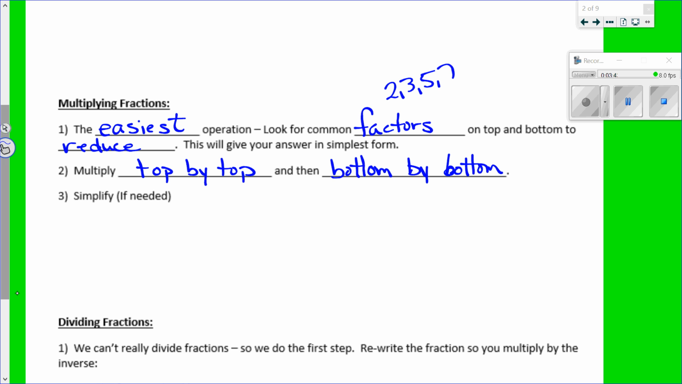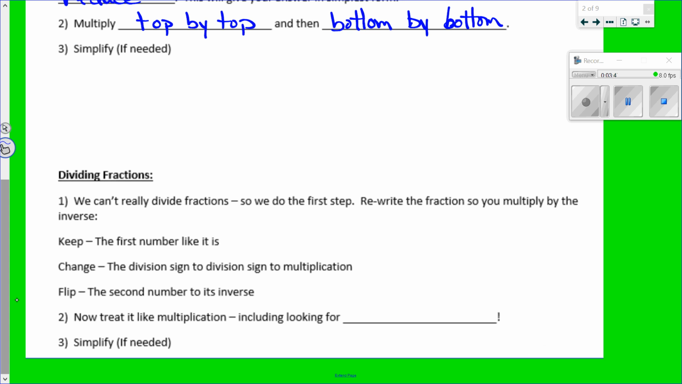Okay, our next one is our dividing of fractions. This one, we really can't divide fractions. Remember? Just doesn't make sense. So instead of dividing fractions, we have a first step. That's our keep, change, flip. So we're going to rewrite the fraction so that I can multiply by the inverse. In order to rewrite it, that's our keep, change, flip process. So remember, what we're doing is multiplying by the inverse. The process is keep, change, flip.